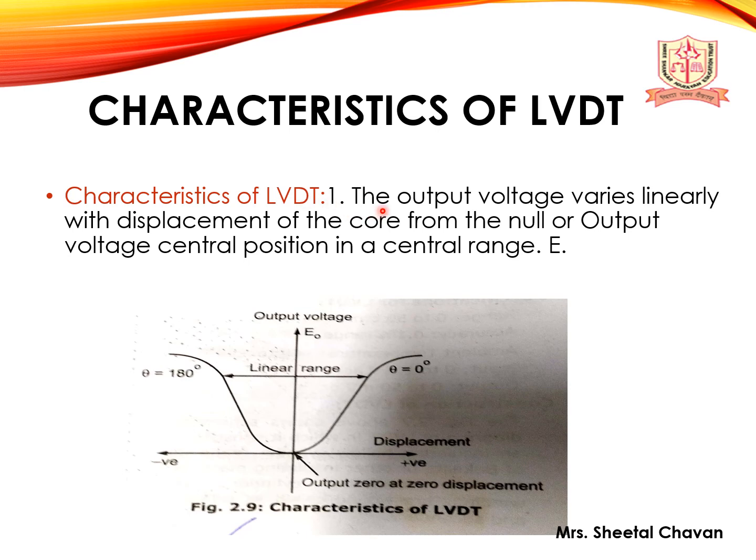The characteristics of LVDT. The output voltage varies linearly with displacement of the core from the null or central position in a central range. Here is the output voltage versus displacement. If the displacement of the core is positive, meaning the core is moving to the right side, we get a positive output voltage, and if the core is moving to the left side, we get a negative output voltage. The output is 0 at zero displacement.